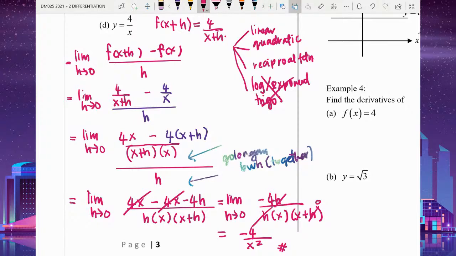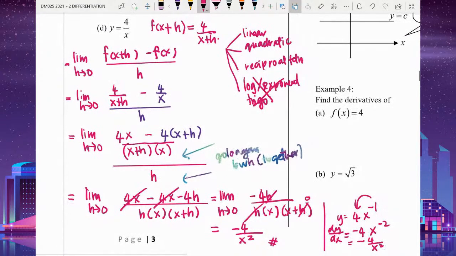Okay, clear or not to you? Negative 4 over x square. So let's check, is it correct? When you differentiate y equals 4x to the power of negative 1, and bring dy/dx down, you bring the power in front: negative 4x to the power of negative 1 minus 1, so negative 2. So it becomes negative 4 over x square. The same. This is just for you to check, don't show your answer, it is for checking only. So the final marks is here. Full mark.